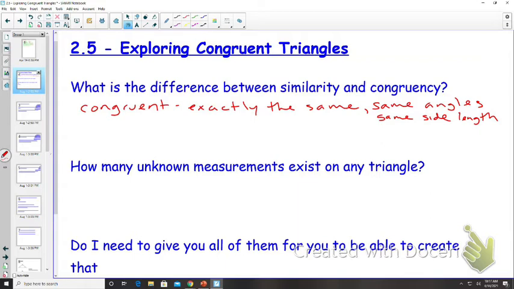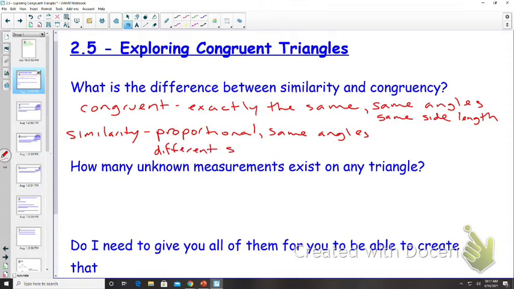Okay, so that is congruent, and similarity is proportional. Same angles, but different side lengths. So you might have a triangle like this. Say everything is 1. If we just double the size of that, all of the angles will be the same, but the side lengths will be different.